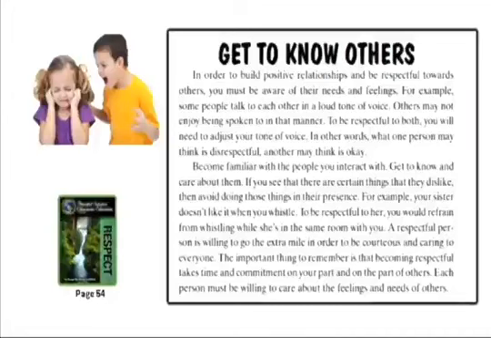It says, become familiar with the people you interact with. Get to know and care about them. If you see that there are certain things that they dislike, then avoid doing those things in their presence. Even if it's something that's not necessarily against the peaceful solution, you don't need to do it if it annoys somebody. If it's the way you're talking, or certain gestures you might make, or certain words you might use, and it's not breaking any rules in the peaceful solution, then there's nothing wrong with compromising, is there?